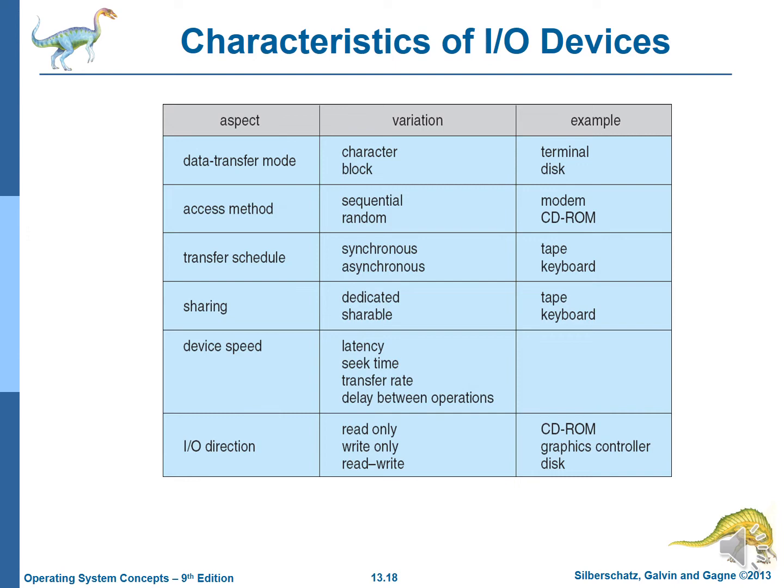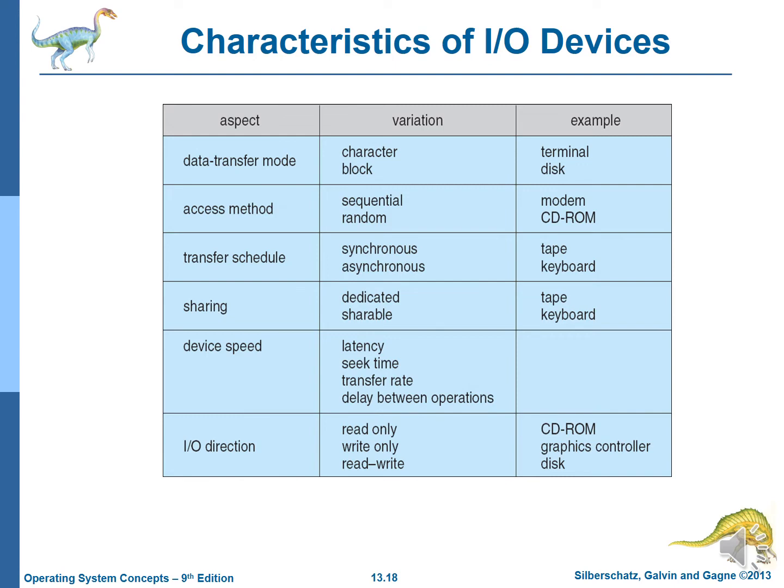Latency is a variation in the delay. Seek time is the time to reach that particular data, so the time taken for searching the data. Transfer rate is the rate at which the data is transferred. The IO direction: read only, write only and read-write.